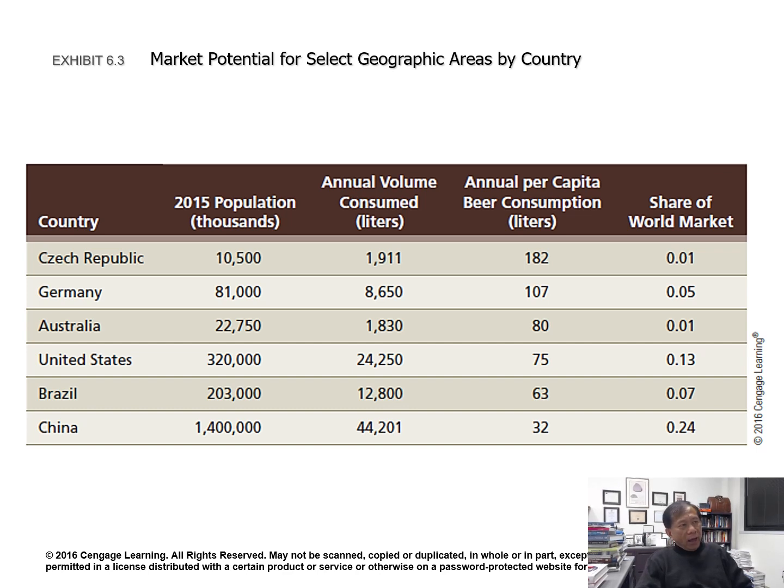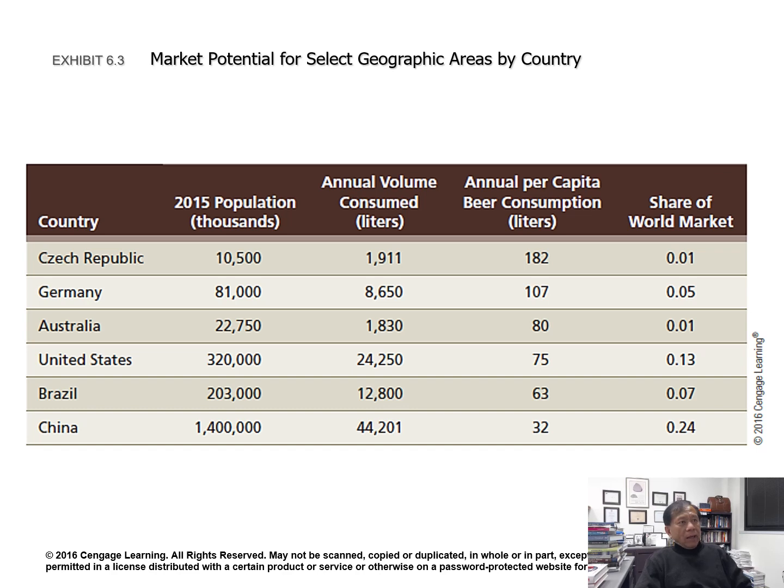If you look at the annual volume consumed in liters of beer, this is beer consumption area data. You can see the annual volume consumed in liters. And then there is the annual per capita beer consumption in liters. I think this one is probably in thousands or millions, I forgot.